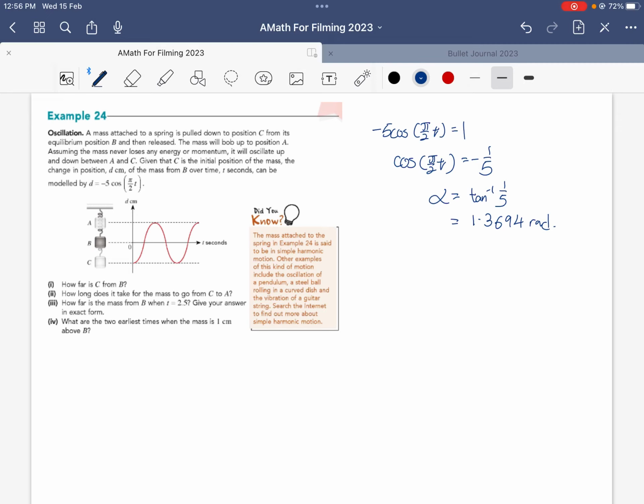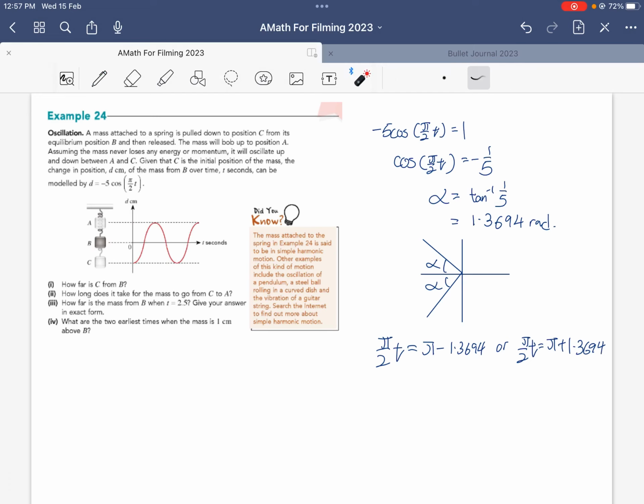1.3694 radians. Okay, what am I doing here is, cosine is negative in the second quadrant and in the third quadrant. So my alpha value will be here and here. So in my second quadrant and third quadrant, pi over 2t is equal to this angle here, pi minus 1.3694, or pi over 2t equals pi plus 1.3694. The angle I'm looking for is this one.